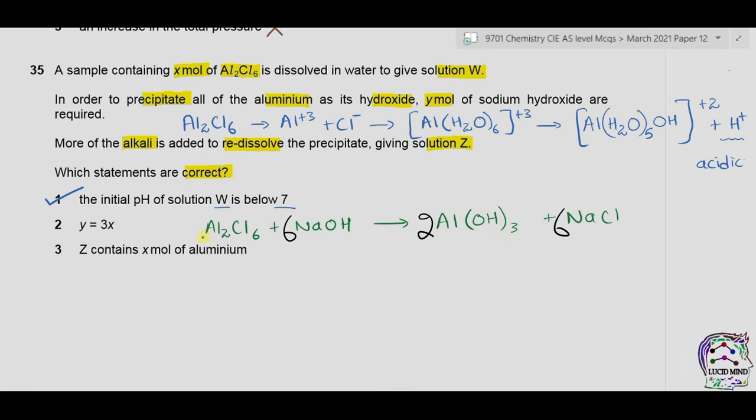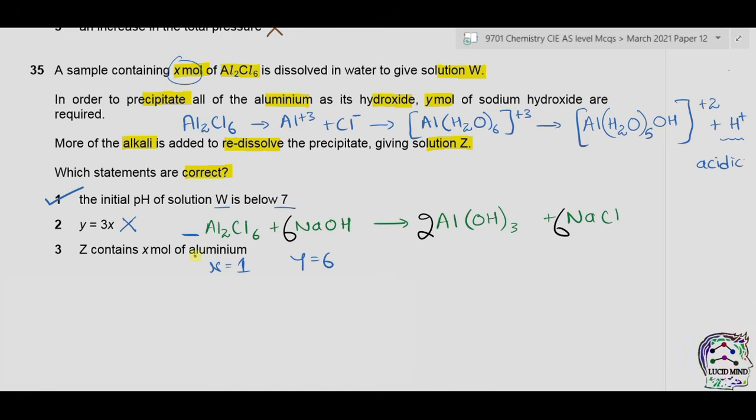Now in the balanced equation, we have 1 mole of aluminum chloride, which is X. So X equals 1. We have 6 moles of sodium hydroxide, which is Y. So Y equals 6 moles. So we can say that 2 is wrong because 6 does not equal 3 into 1.